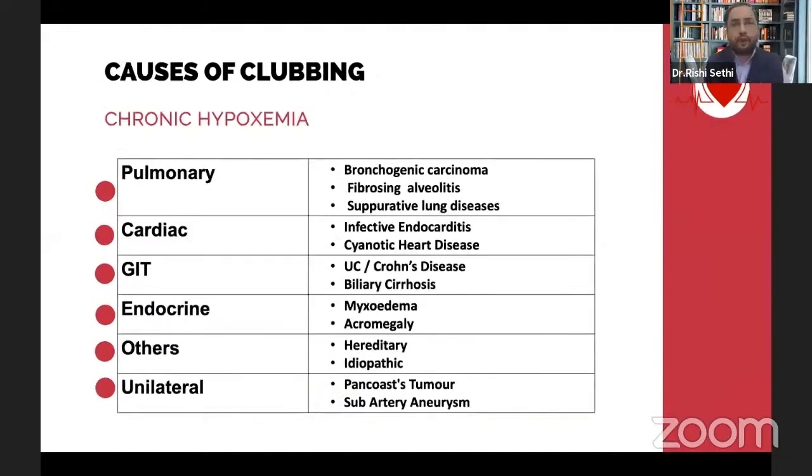The causes of clubbing we all know, but just to briefly summarize: in pulmonary, you have bronchogenic carcinoma, fibrosing alveolitis, and any suppurative lung disease. In cardiac, you have cyanotic heart diseases and infective endocarditis. In GIT, Crohn's disease, ulcerative colitis, and biliary cirrhosis. Endocrine: myxedema, acromegaly. It may be hereditary, and it may be associated with subclavian artery aneurysms or Pancoast tumors of the lung. Clubbing is something I dealt with in detail in the general examination, with special reference to edema, clubbing, and cyanosis.